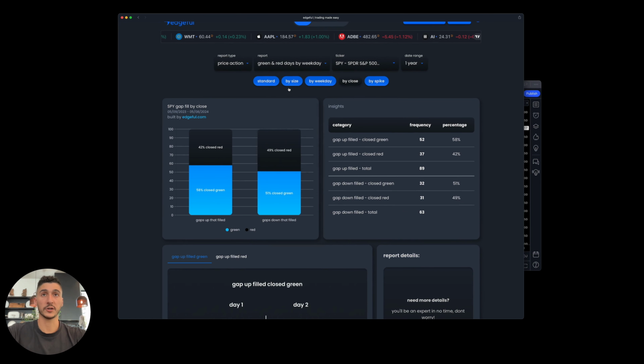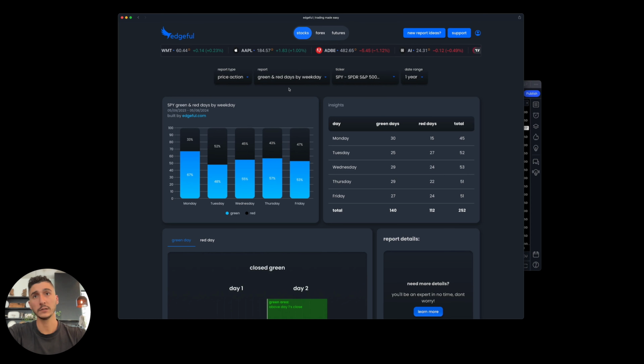I'm quickly going to touch on a few other ones. So this is the green and red days by weekday. There isn't anything very specifically actionable here, but this just helps you again with the daily bias. You can see that 67% of Mondays in the last year have closed green. So having a daily bias to say, okay, Mondays seem to be very bullish, the gaps down are very bullish, the prices actually tend to close bullish on these days.